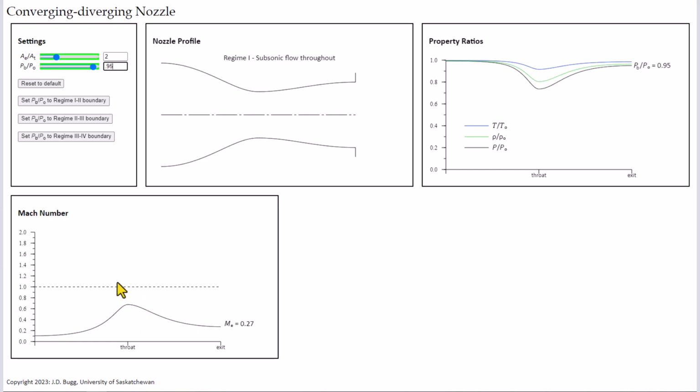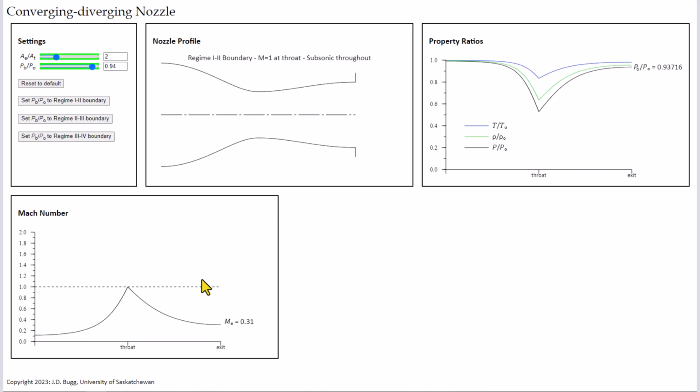The next thing we're going to do is jump to the boundary between regimes 1 and 2. This just sets the back pressure to whatever value is required to match the boundary between regimes 1 and 2. Now we have Mach 1 at the throat, but in the diverging section, downstream of the throat, the flow slows down again so it stays subsonic. The pressure, temperature, and density all recover through the diverging section. The flow is completely subsonic, but just on the verge of becoming supersonic.